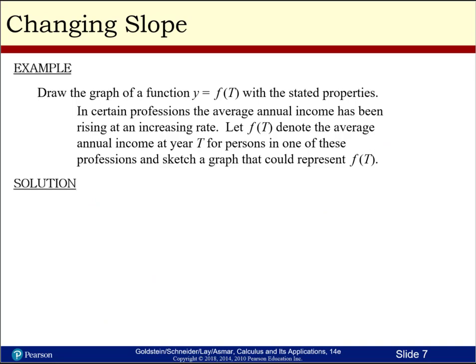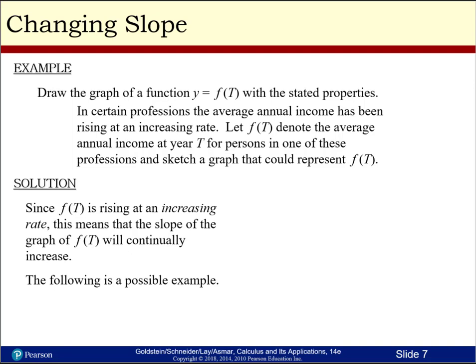Now let's look at a changing slope example. We're supposed to draw the graph of a function y equals f of t with the stated properties. In certain professions, the average annual income has been rising at an increasing rate. Let f of t denote the average annual income at the year t for persons in one of these professions and sketch a graph that could represent f of t.